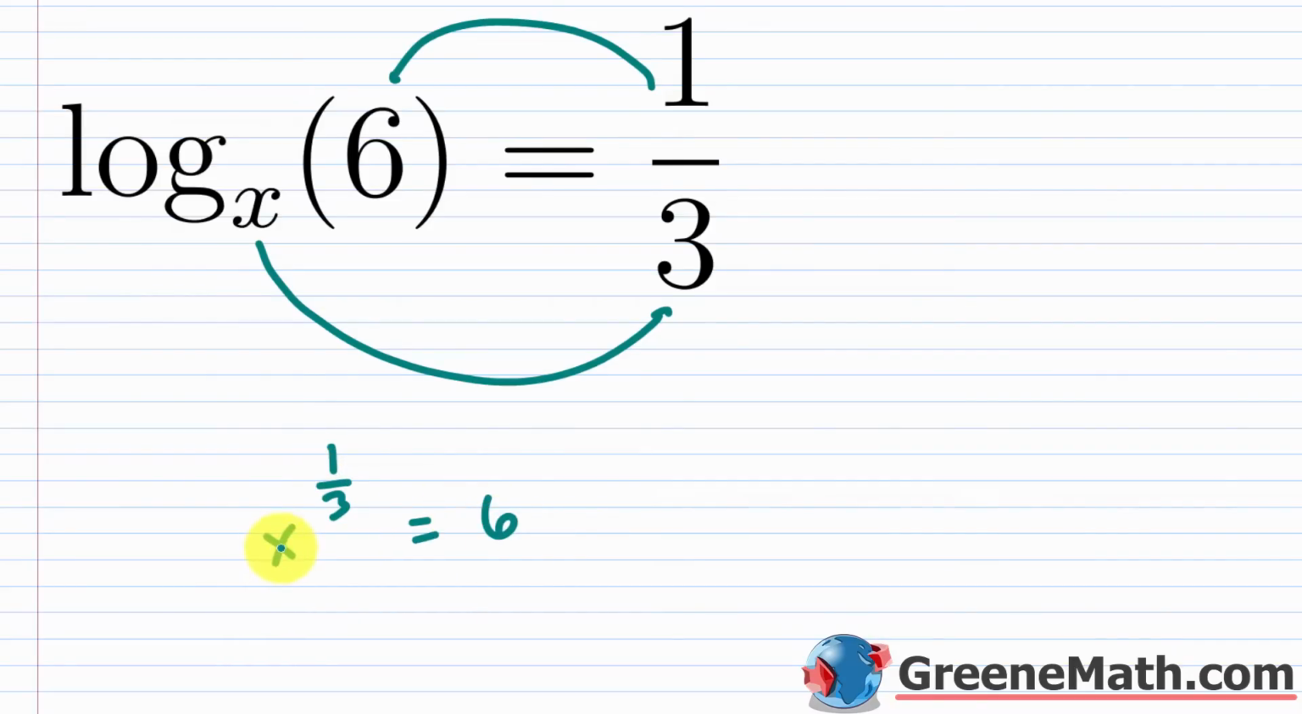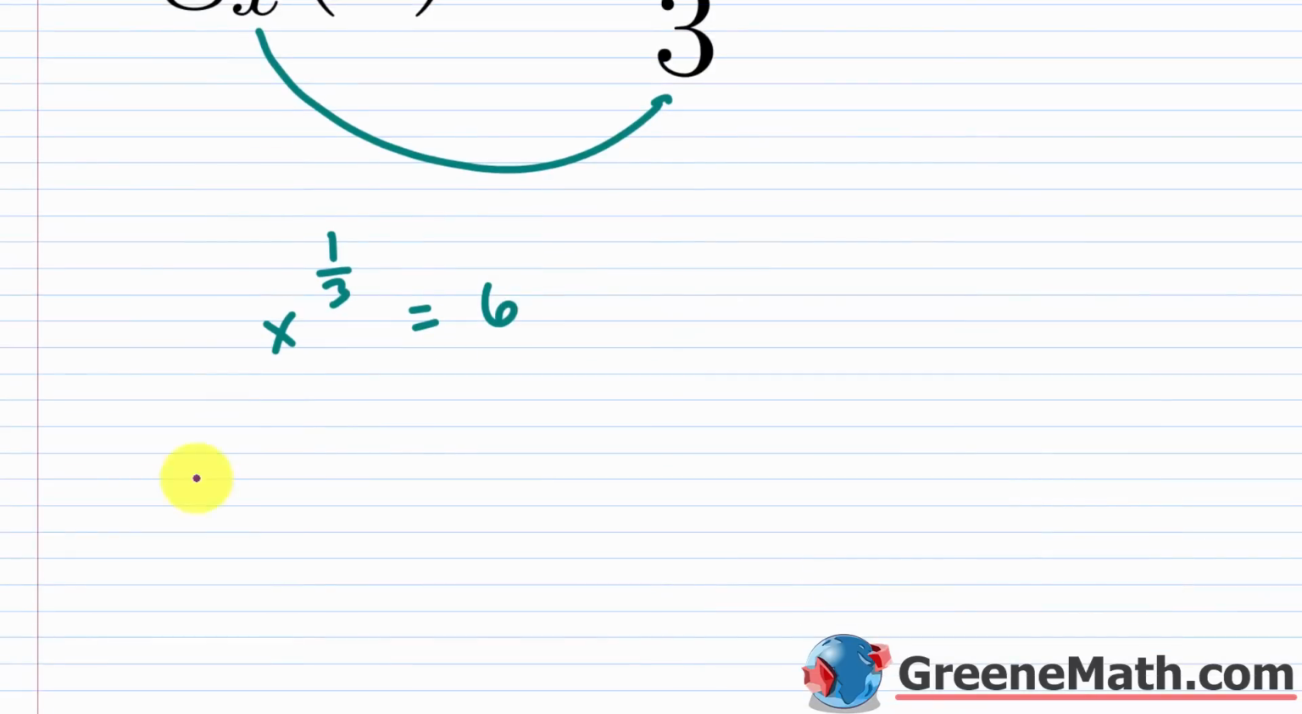Okay, now I have this x here, and it's being raised to the 1/3 power, or we're taking the cube root of it. So basically, how do we undo that? Well, we're going to cube both sides. Let me slide down here a little bit, and I'm just going to cube this side and cube this side.